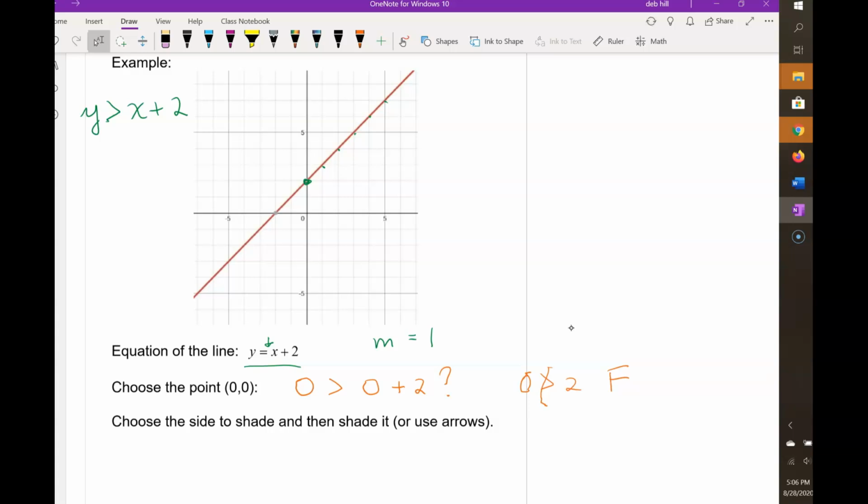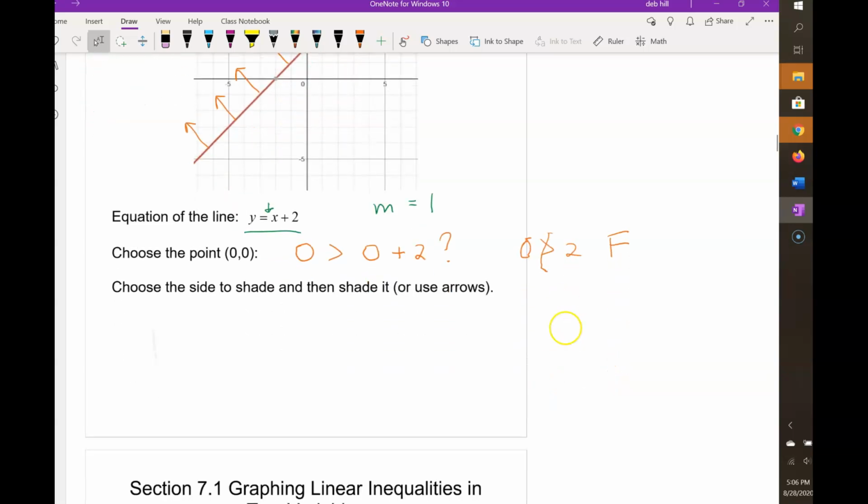So if you learned shading, that's fine, but I think you'll find for what we're doing in this class that it actually works better to use arrows to indicate which side of the line we're choosing, because we're going to have 3 and 4 inequalities all on the same graph. And if you start shading, it gets just kind of all dark and really hard to tell what's going on. Whereas if you have the arrows, it's a little clearer. Okay, so that's an example of the pick a point and test it.